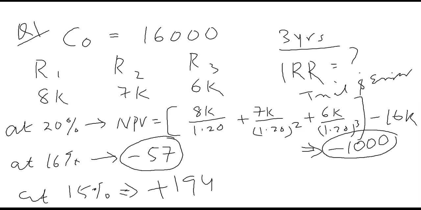Yes, it can be anything. You can take 15 to 20 also. You can take 15 to 16 also. Your answer will be the same. You need one negative and one positive with a difference of 7 to 8%. So you can take 15 to 16%, or you can take 15 to 20%.